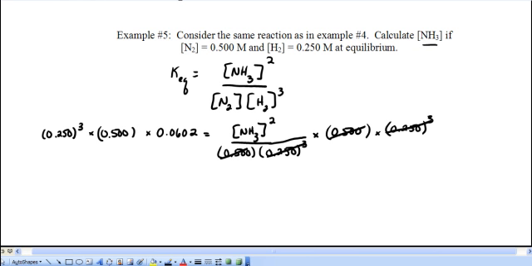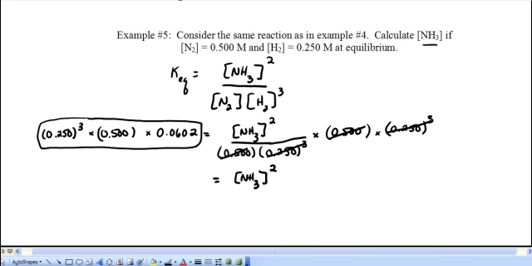What we now have is the ammonia concentration squared equaling, and if we evaluate this whole term here, what we get is 4.7031 times 10 to the negative fourth power. Alright, so that's where we're at so far. Now, is this the concentration of the ammonia? No, the ammonia right now is squared, so we're going to have to undo that square.